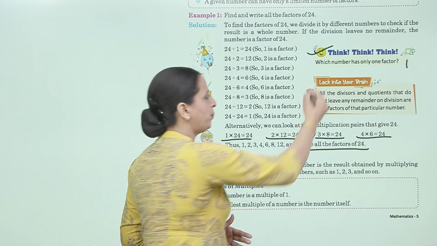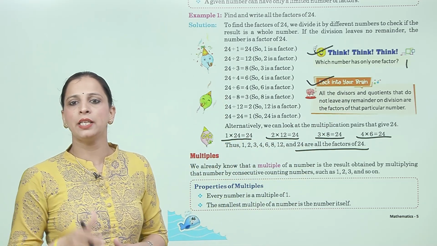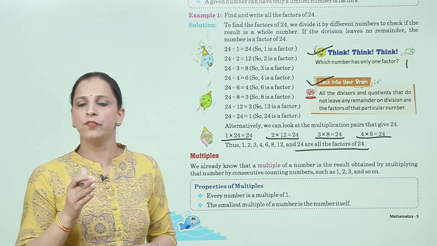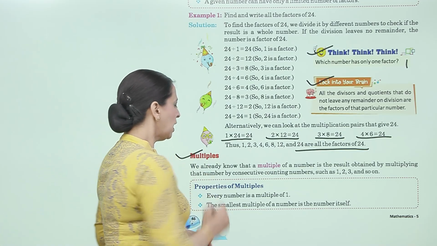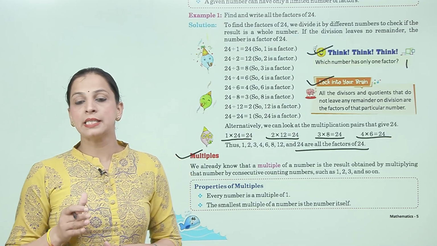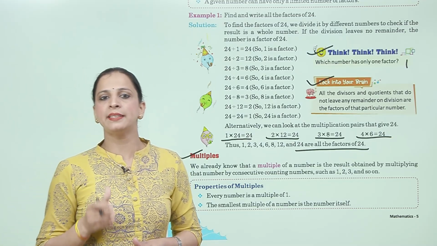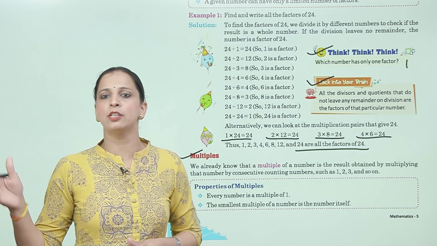Now lock into your brain. All the divisors and quotients that do not leave any remainder on division are the factors of that particular number. Now, multiples. We have already known that a multiple of a number is the result obtained by multiplying that number by consecutive counting numbers such as 1, 2, 3 and so on.